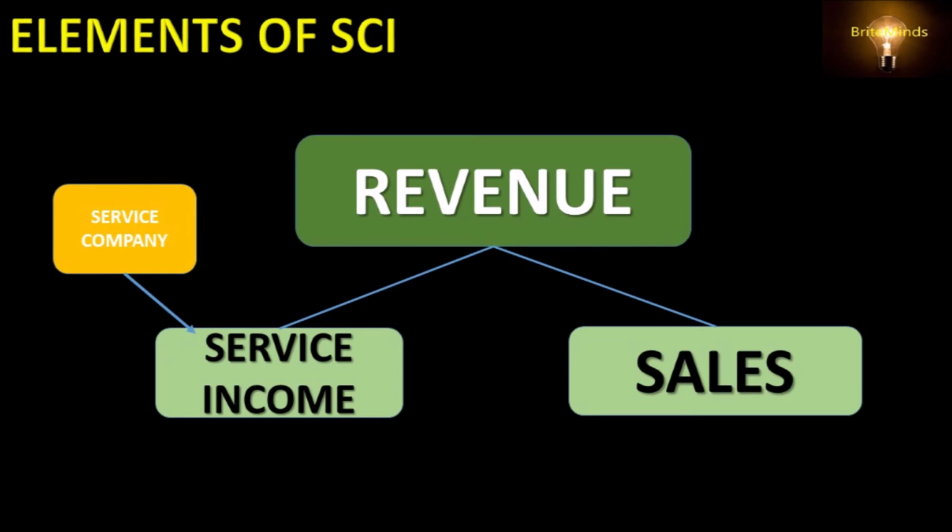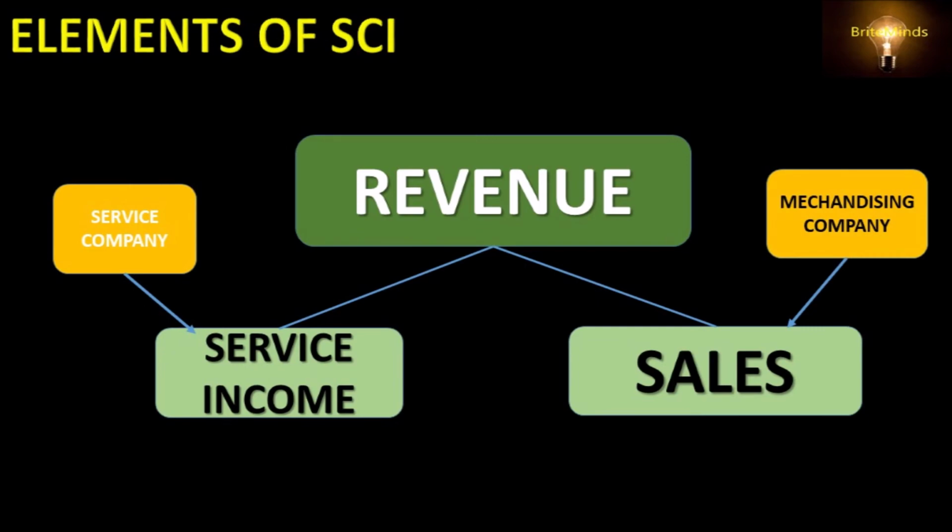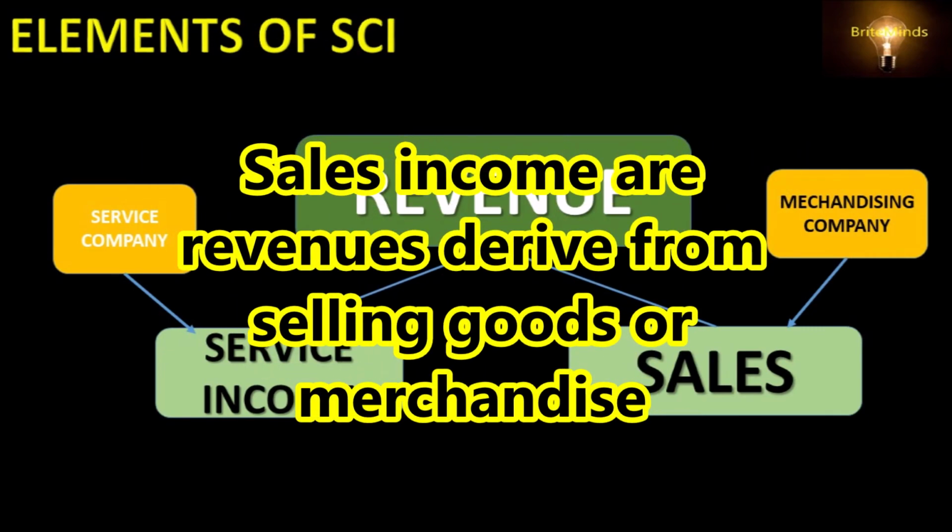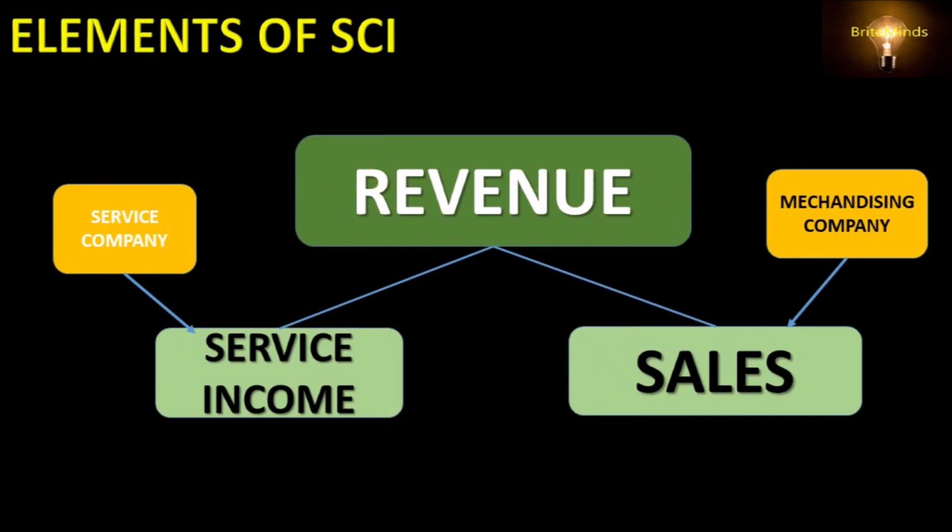And then the sales revenue account is generally used to describe revenue derived from selling of goods, and the providers of these goods are the merchandising companies. Examples of sales revenue are book sales, food sales, or ticket sales.